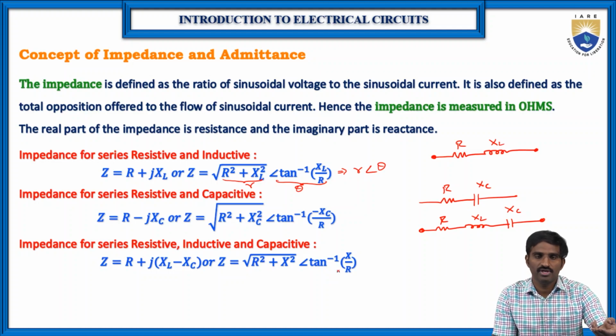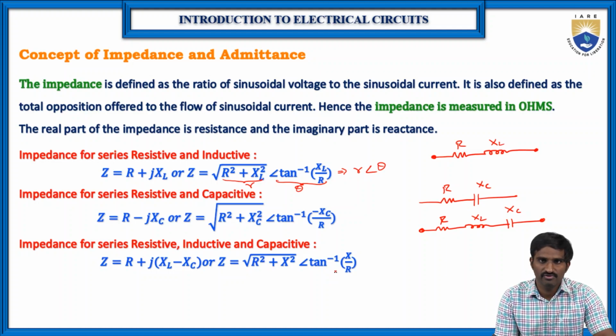Okay, so definitely there should be some phase angle between the voltage and current when it is an inductive or a capacitive load. That's why these two are the imaginary terms. So that's why here Z is equal to R plus j into (XL minus XC).